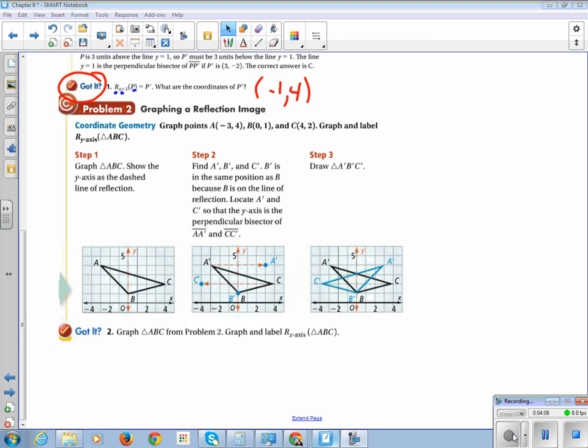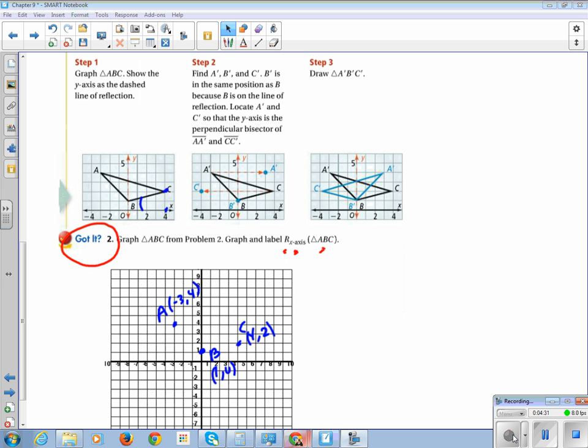All right. In Got It number 2, we are going to graph triangle ABC from problem number 2, which is why I copied problem number 2 here, and label its reflection across the x-axis of triangle ABC. So the first thing I'm going to do is get a little graph. I'm just copying down the coordinates from A, B, and C. And then I'm going to reflect across the x-axis. So let me highlight the x-axis here. It is this guy.